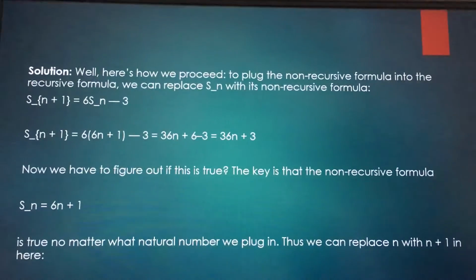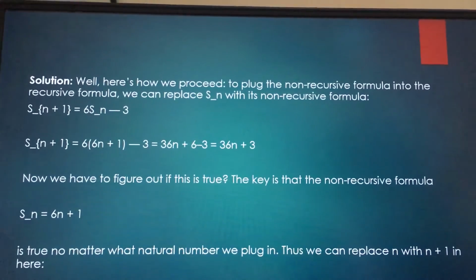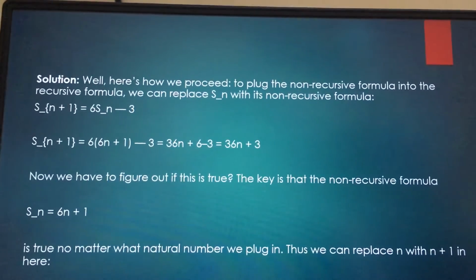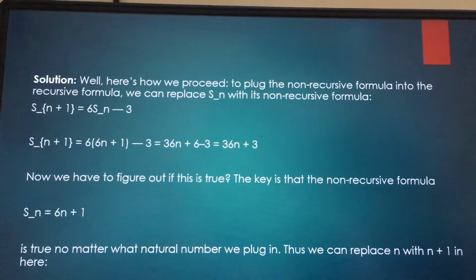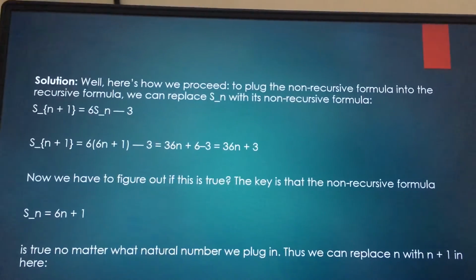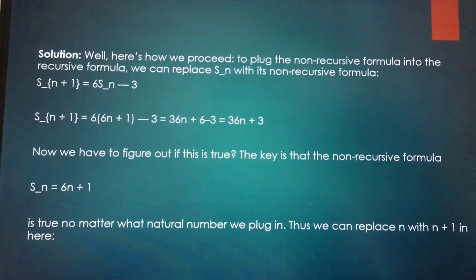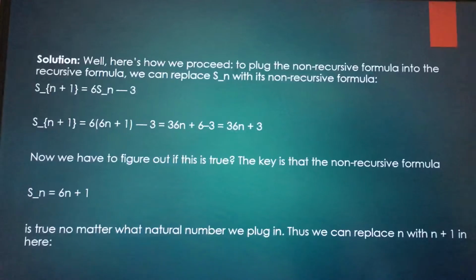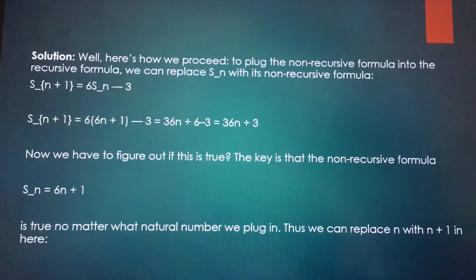Solution. Here is how we proceed. To plug the non-recursive formula into the recursive formula, we can replace s_n with its non-recursive formula. s_(n+1) equals 6s_n minus 3. So s_(n+1) equals 6(6n plus 1) minus 3, which equals 36n plus 6 minus 3, which equals 36n plus 3. Now we have to figure out if this is true. The key is that the non-recursive formula s_n equals 6n plus 1 is true no matter what natural number we plug in.